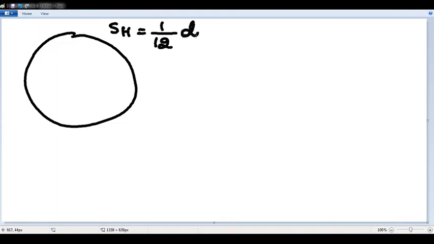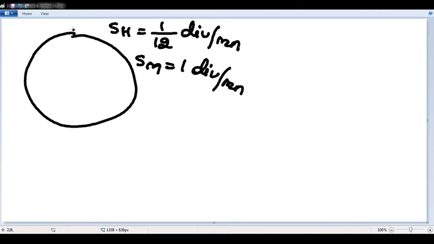The speed of the hour hand is 1 by 12 division per minute. What is the speed of the minute hand? 1 division per minute. Both are moving in the same direction.